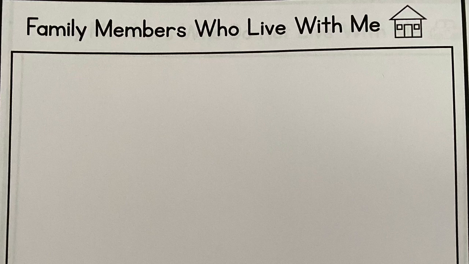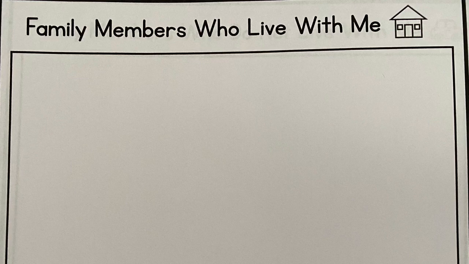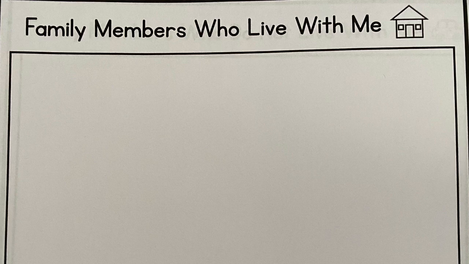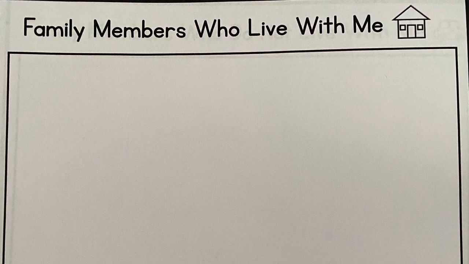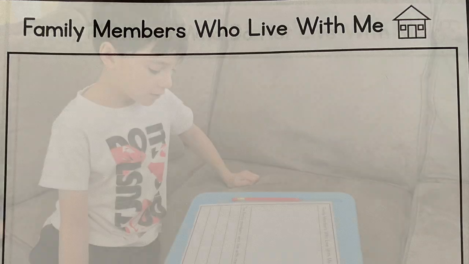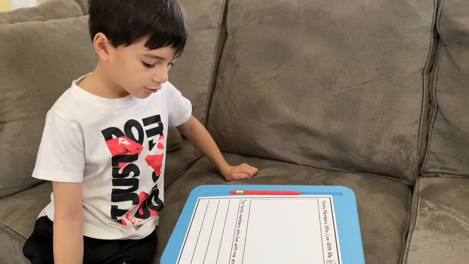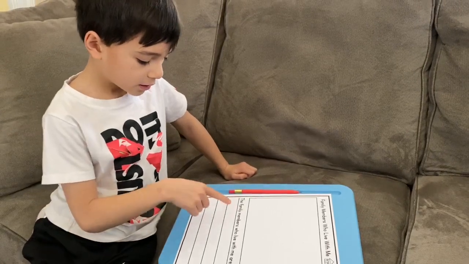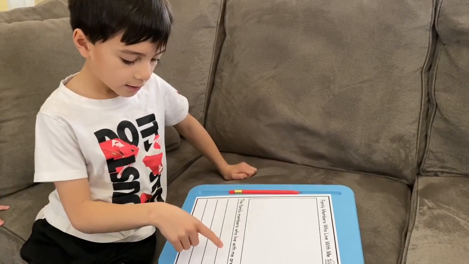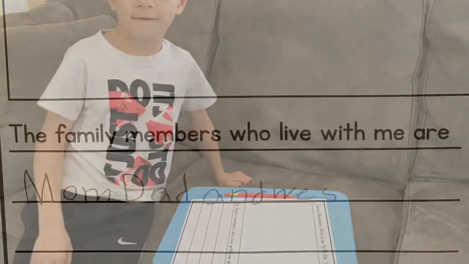You want to start thinking about who lives in your house and start to organize your ideas before you do your writing. This is called touching and telling. You put your finger on the paper, there's no pencils in your hand, and you say what you want to write out loud. Let me show you what that looks like. The family members who live with me are Mommy, Daddy, and Wes.